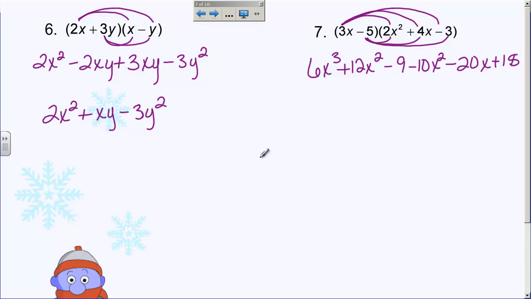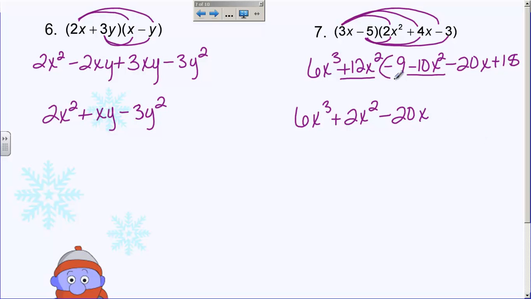So now I have like terms. They just are not sitting right next to each other like they were before. The 6x to the third has no buddies, so he just drops down. Going to have to be a part of our problem, so we bring it down. But I have this 12x squared and this negative 10x squared. I'm going to have to put them together. So that becomes 2x squared. So I have plus 2x squared. And then this negative 20x doesn't have a buddy with an x to bring with it, so I'm just going to bring it down to negative 20x.